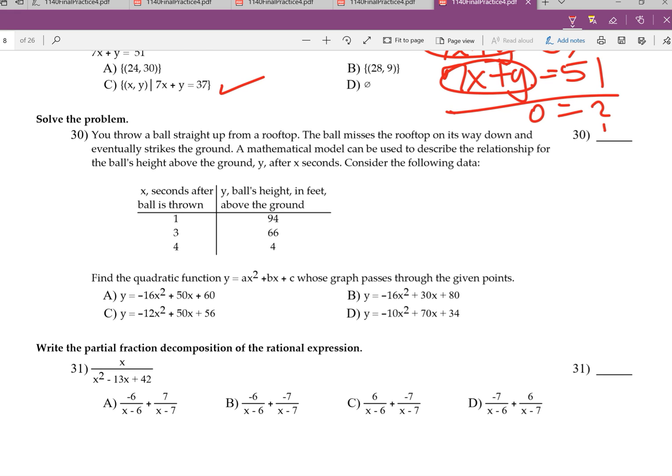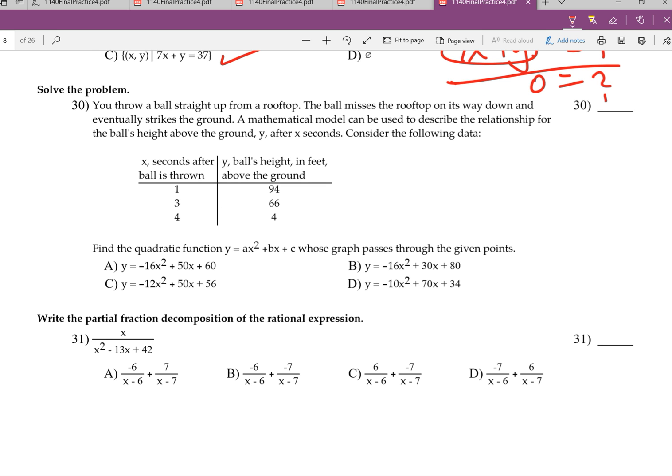Alright, and I'm going to do 30 by itself because it's a long question.